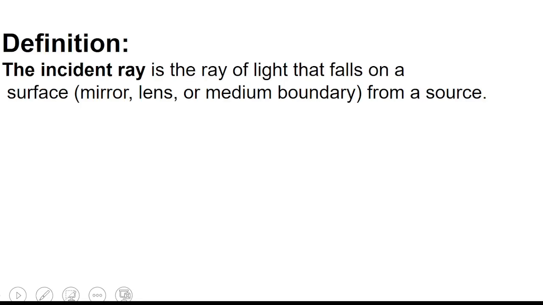As we already learned the definition of the incident ray, let us go through that again. The incident ray is a ray of light that falls on a surface. Here the surface might be a mirror or lens or any medium. So the incident ray is the light ray which is coming from any source like a torch or laser light, something like that.